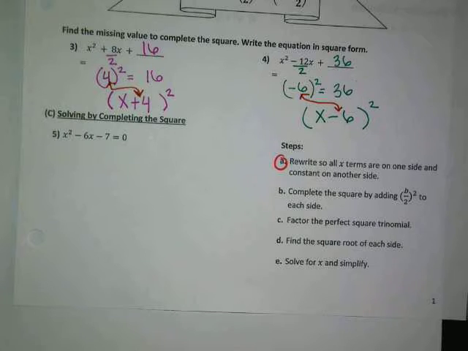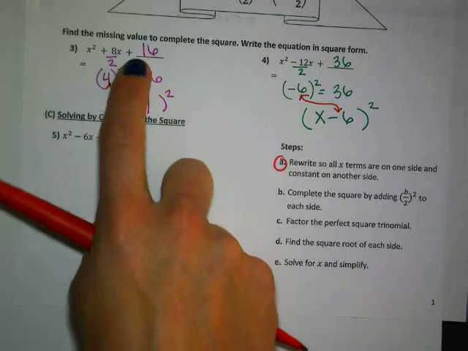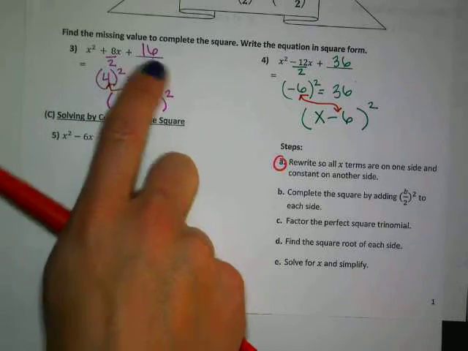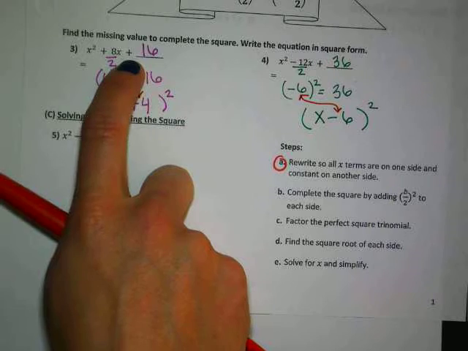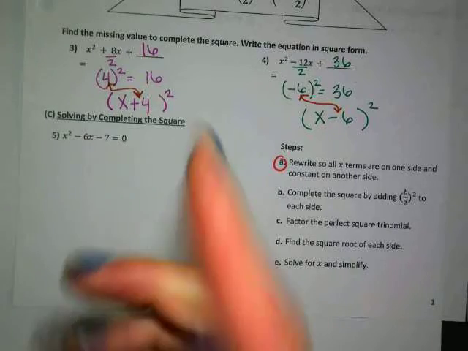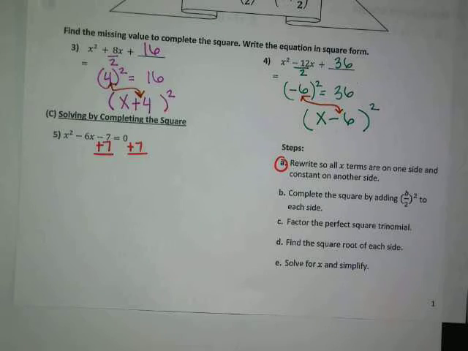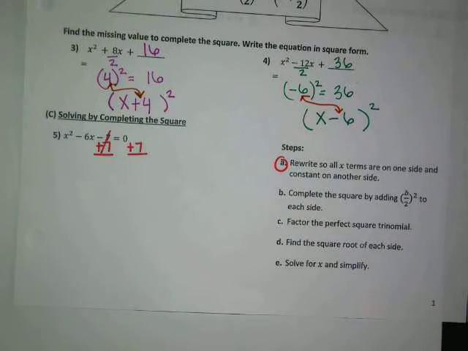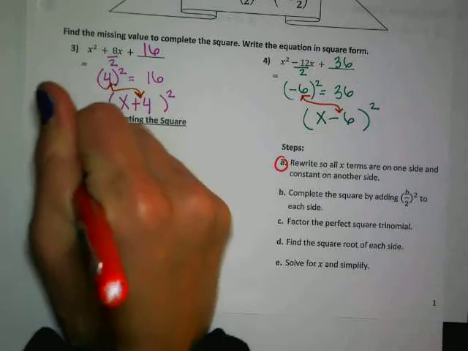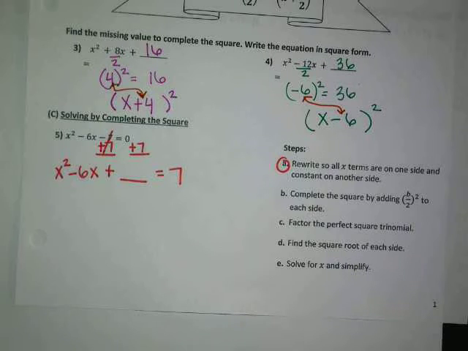Alright, so first step is going to be to rewrite so all the x terms are on one side and the constants are on the other. What that is saying is I want to move the 7. Because if you look up here when I practiced completing the square, I didn't have a number here. I want to come up with the number that will make this a square. So I don't want a 7 here, I want it to be a blank. So 7 is in the way, so I'm going to move it. I'm going to add 7. So I have x squared minus 6x plus blank, and then 7 is now on the other side. I don't have to worry about it yet.